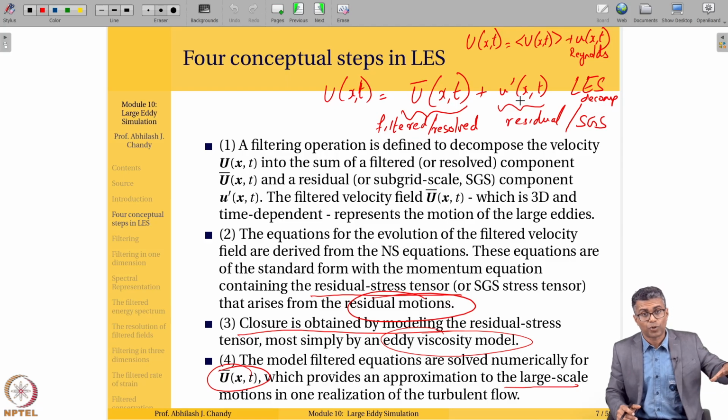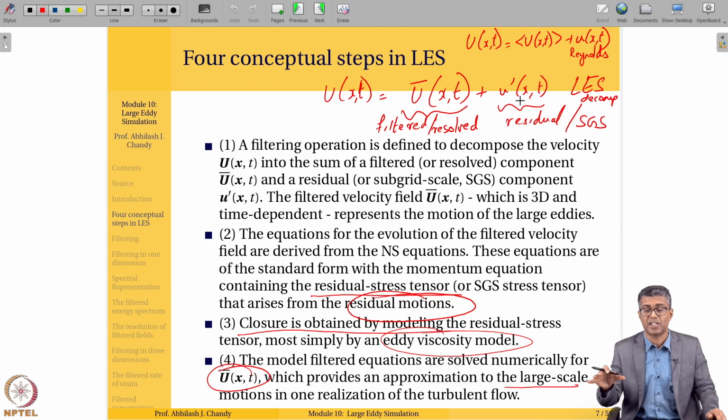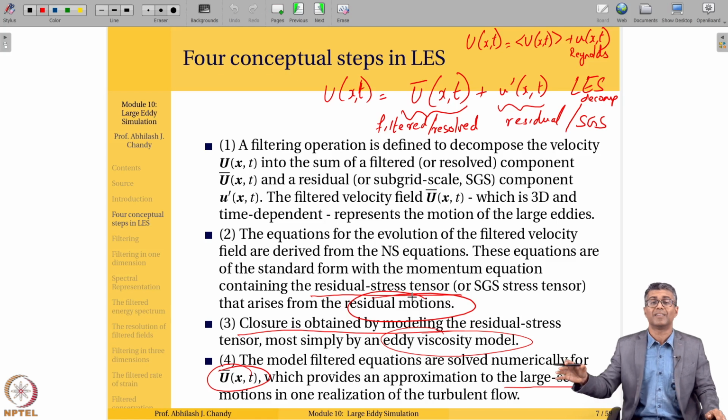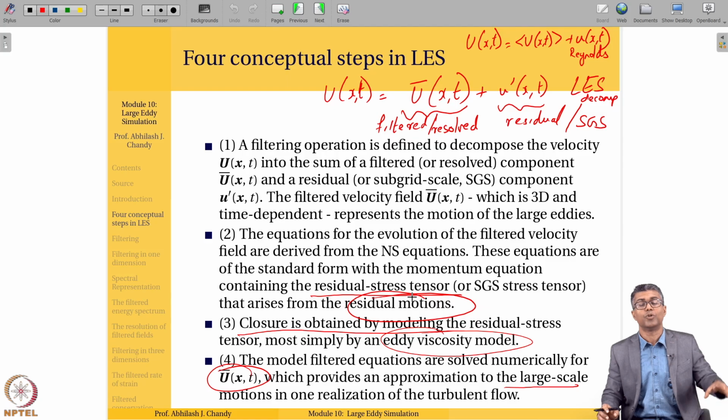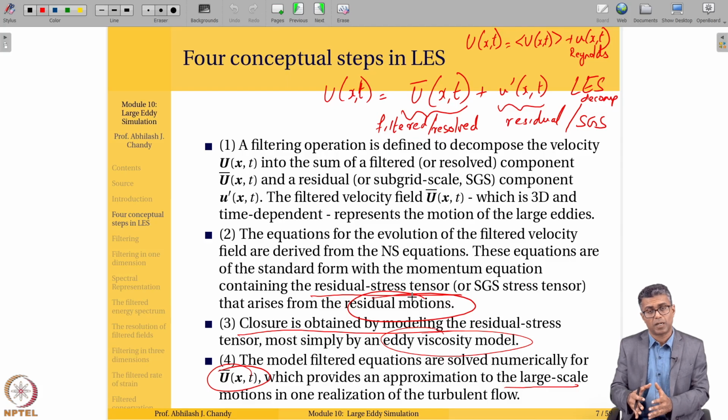The third step, let me just go back to the second step quickly. When you're filtering the Navier-Stokes equations, there are going to be new terms that come up, the residual terms or the residual stress tensor term. That's what we mean by the residual stress tensor or the subgrid scale stress tensor, which accounts for the residual motions, the small scale motions. You need a model to close these terms because you cannot calculate those. You need an approximation for that. That is where the subgrid scale model comes in, an eddy viscosity type model, an example being the Smagorinsky model as discussed earlier. So using the Smagorinsky model or any eddy viscosity model or any other subgrid scale model, you can close the residual stress tensor and you can solve the Navier-Stokes equations.